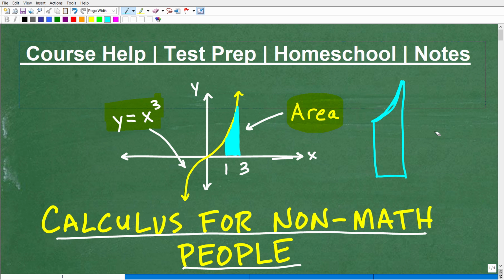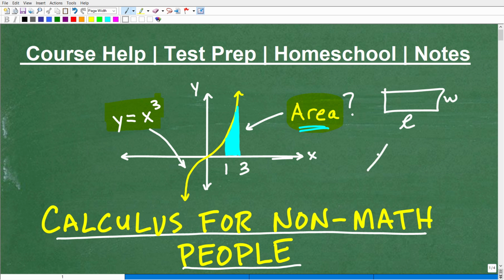So when you're thinking about that area question, most of you will think back to your middle school and high school years. You're like, oh, area. I remember area. Isn't that like finding the length times the width, like of a rectangle or maybe a triangle? The area is equal to 1/2 base times height. You would be correct. There are formulas for these kinds of shapes, but this little crazy shape right here, we do not have a formula for, so we're going to have to use calculus.